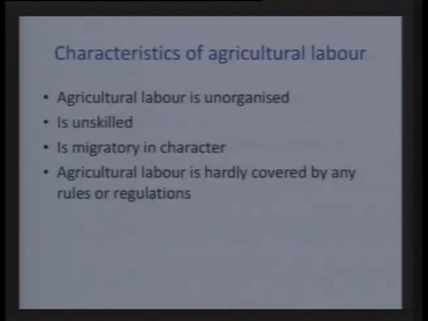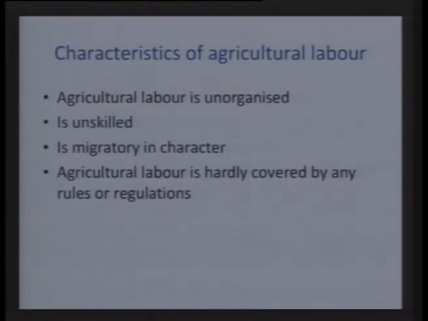Let us look at the characteristics of agricultural labor which differentiate it from the industrial worker. The first is that agricultural laborers are unorganized. Since they are not coming in direct contact, and their job is also seasonality based, it's not a regular one, as a result they are not organized, as against the industrial workers who are better organized. The next is that agricultural laborers are unskilled in nature.